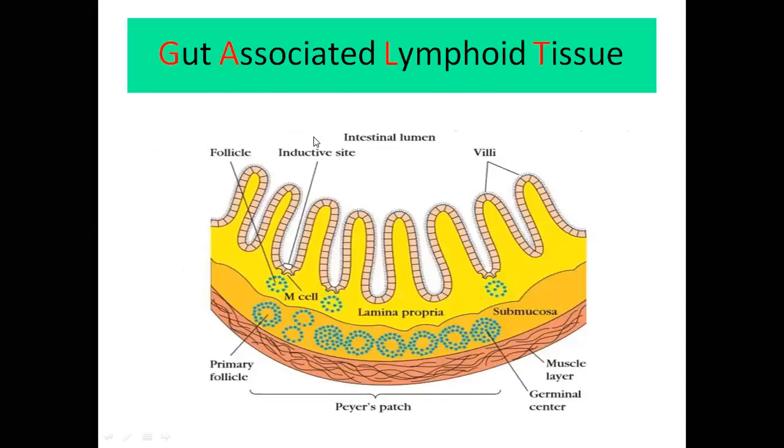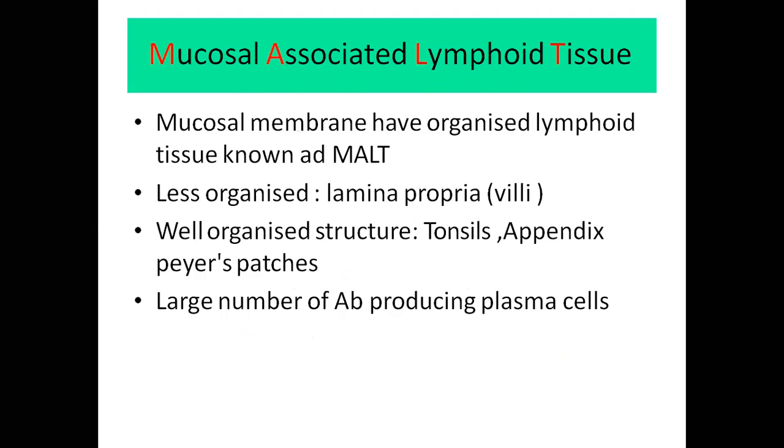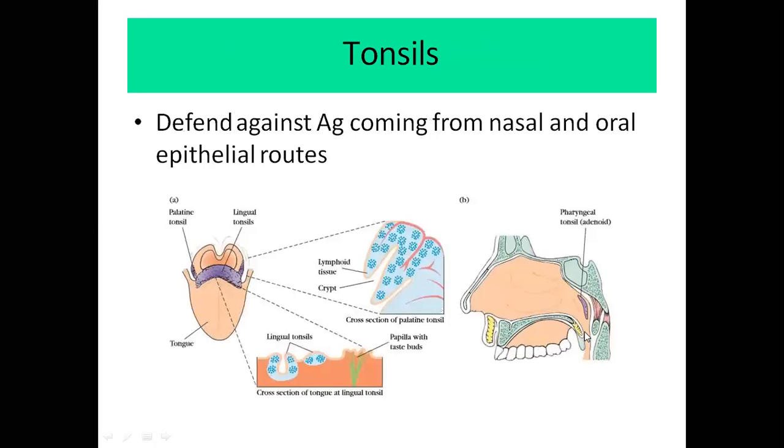Okay. So here you see, they have a large number of antibody producing plasma cells in those kinds of organs. See here the tonsils. We all know what a tonsil is. So what do tonsils do? They defend against antigen coming from the nasal and oral epithelial route. So this is the tongue. These are the tonsils which are present here. Okay, so this is the lymphoid tissue. This is the crypt, cross section of the palatine tonsil.